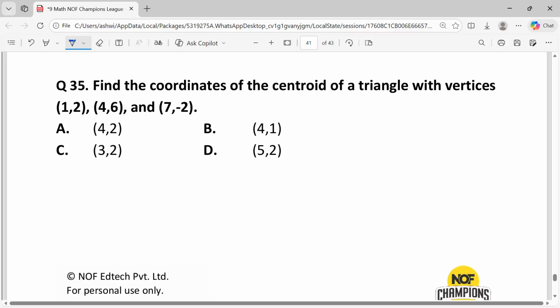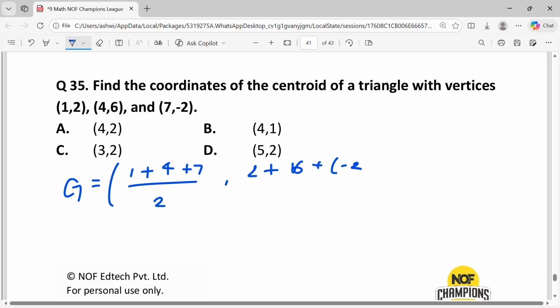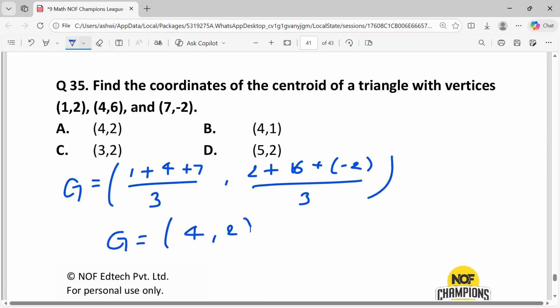Substituting the given coordinates into the formula, we have G equal to 1 plus 4 plus 7 upon 3, 2 plus 6 plus minus 2 upon 3. That is G is equal to 4, 2. That is option A.